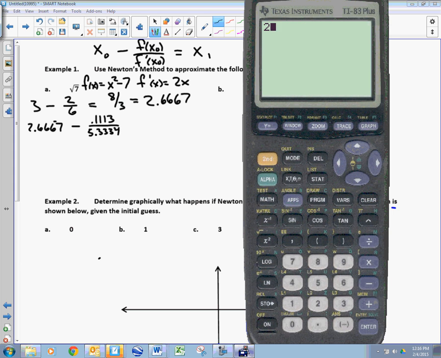And so if I do that, 2.6667 minus 0.1113 divided by 5.3334. And I get 2.6458. So that wasn't that much work, was it? If you square that, is that pretty close to 7?